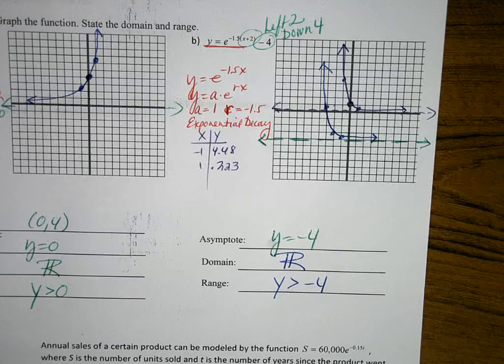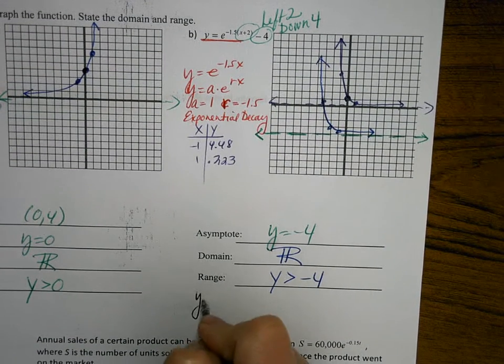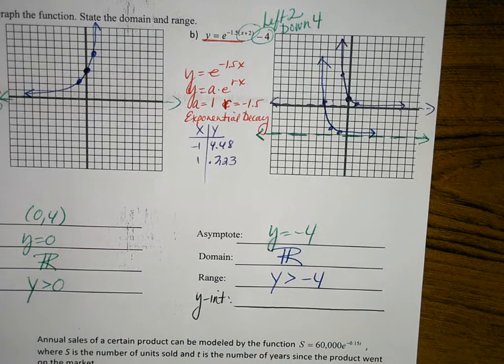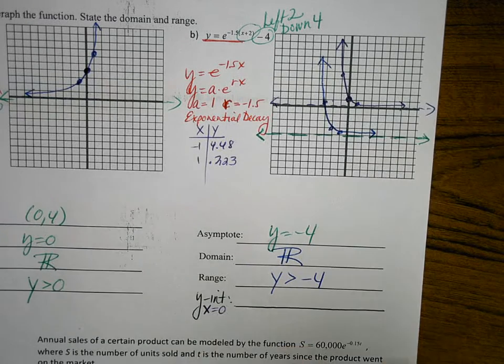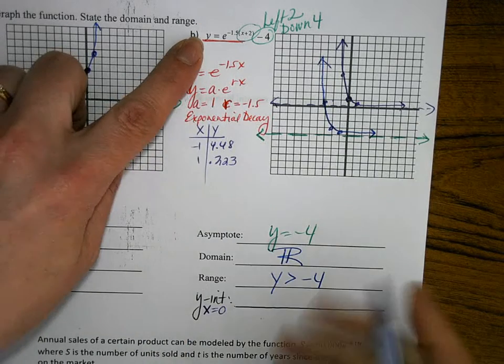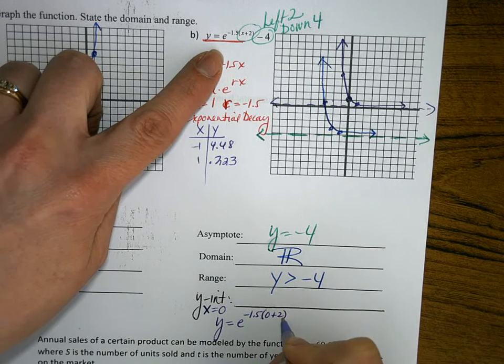Now, want to add one more thing because I promise you I'm going to be asking you this in every situation. What is the y-intercept? How do you get it? All right, my y-intercept, we always know that the x is 0, and I have to plug that into my complete function. So y is equal to e to the -1.5 times my x of 0 plus 2, and then subtract 4.